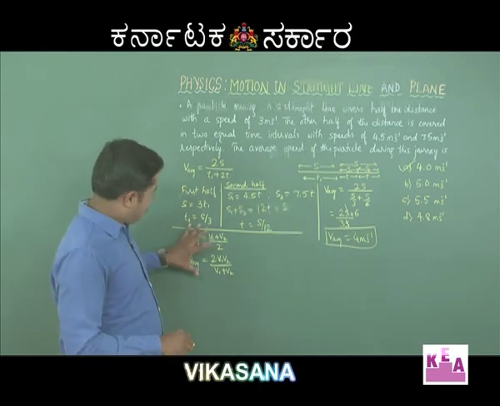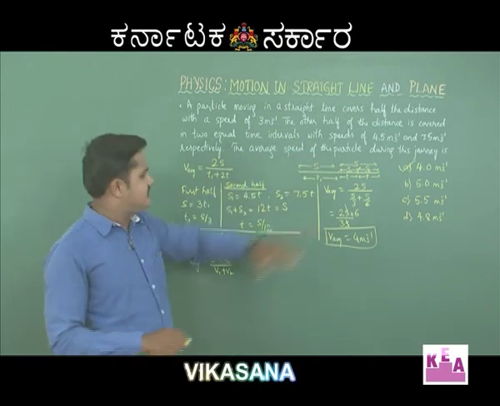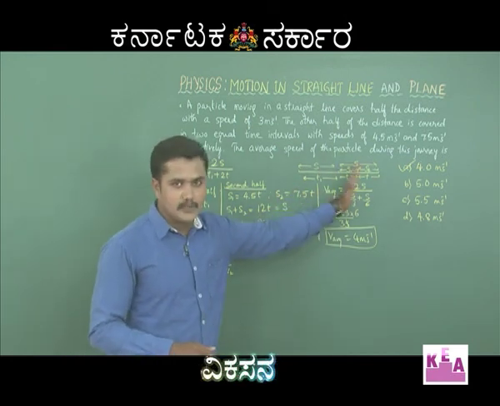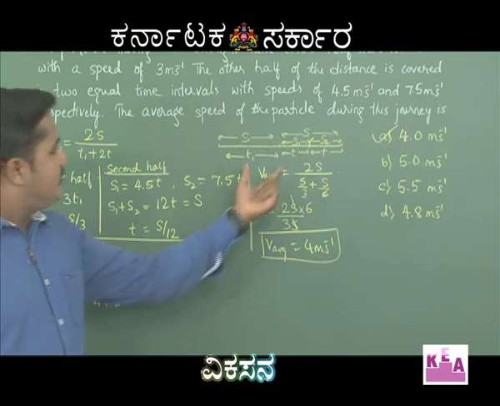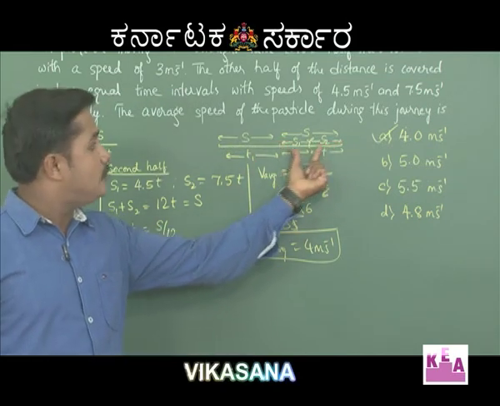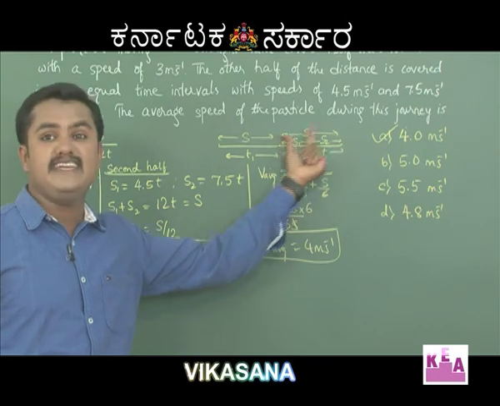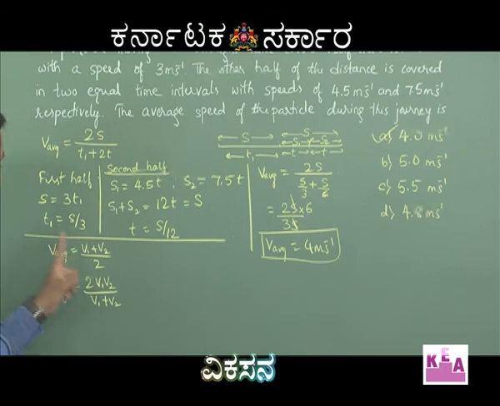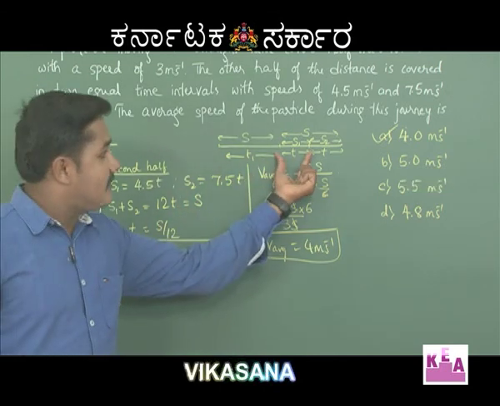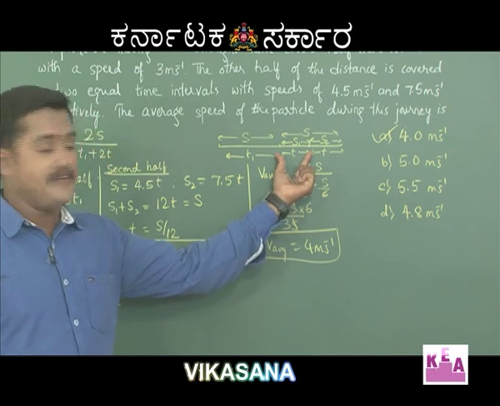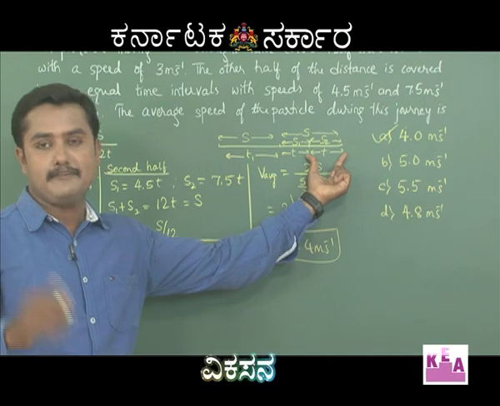Okay, can we use these shortcuts in this problem? Have a look at this, it makes the problem so simple. Let me take the second half first. Look at this second half. Here, the second half of the journey is divided in terms of time, two equal time intervals t and t. So, when time is divided, I can always go for the first formula, which is (V1 plus V2) divided by 2. This part is covered with a velocity 4.5 meter per second and this is covered with a velocity 7.5 meter per second.